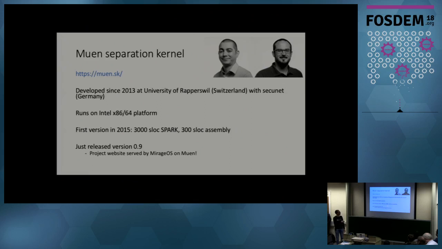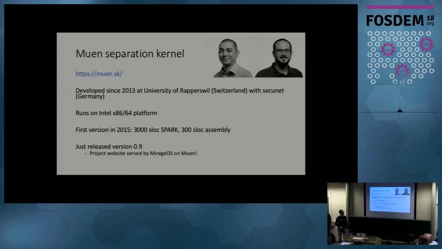x86-64, and the goal was to have a very, very small code base of 3,000 lines of code in Spark and 300 lines of code in assembly. It has only grown a bit since then, but it's very, very secure software on which they prove absence of runtime errors. The cool thing is that on the latest version on their website, they put MirageOS on top of it. So it's really functional, and on their laptops they use Muen.